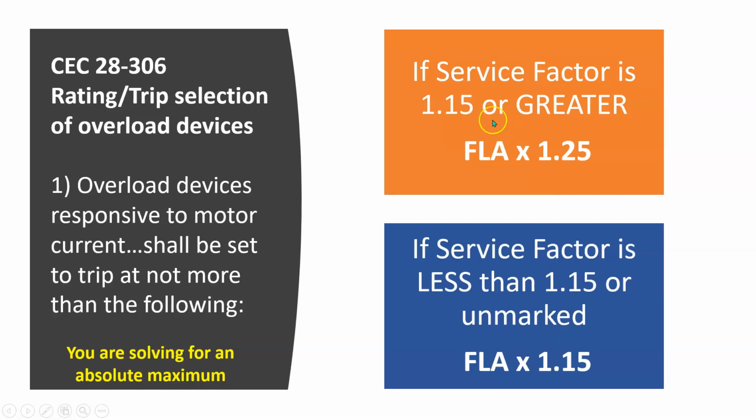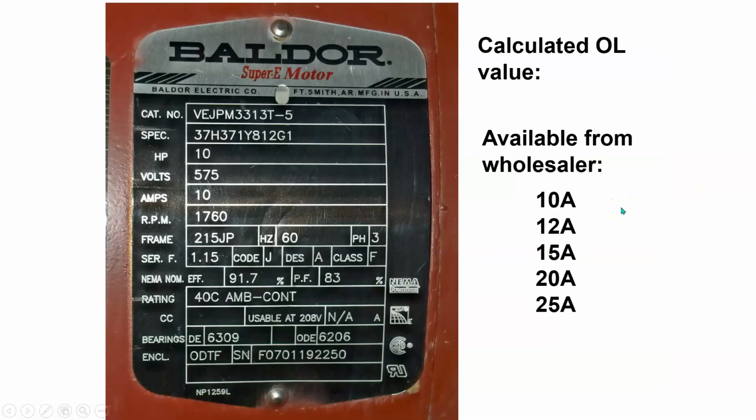And the same thing here. If you're looking at 1.15 or greater, it's 1.25 multiplied by your FLA, or less than 1.15 or unmarked, it's going to be 1.15. So here's a couple of examples we can go through. Here is your motor. That's the label, with all the spec numbers: horsepower 10, 575 volts, 10 amps, all the RPMs, the hertz, 3-phase. Here, the service factor says 1.15. Now, if it's 1.15 or greater, what are we multiplying it by?